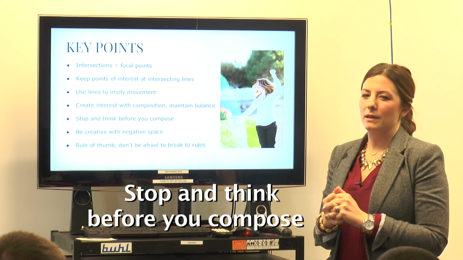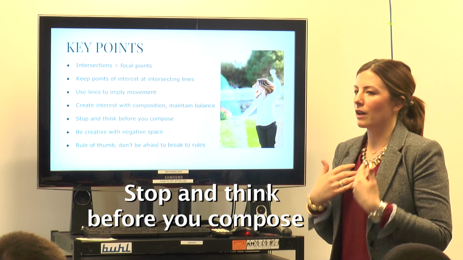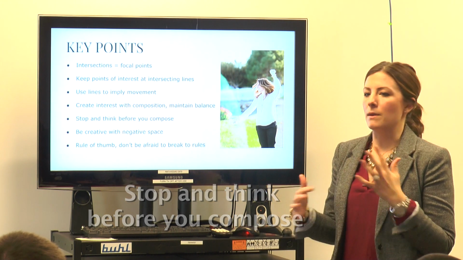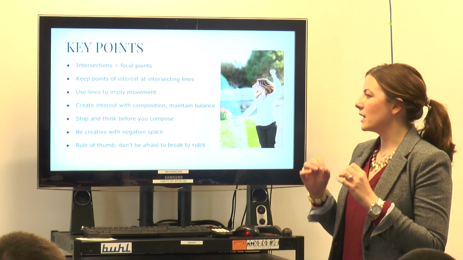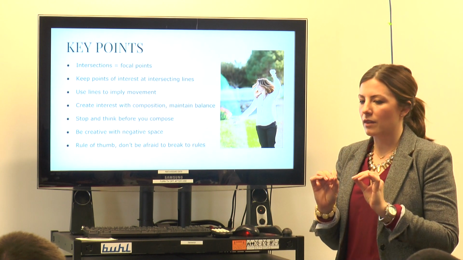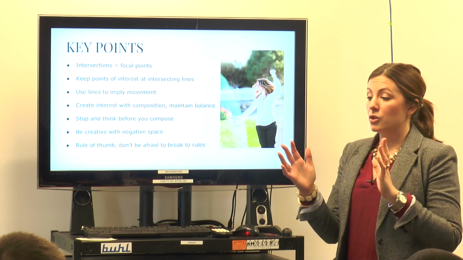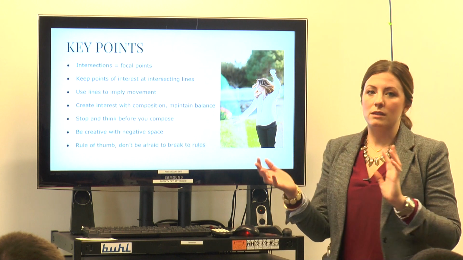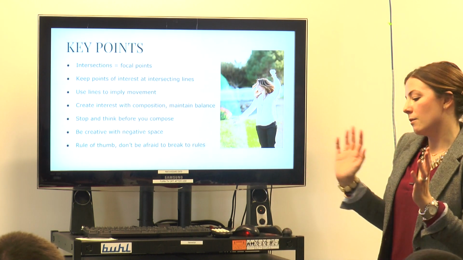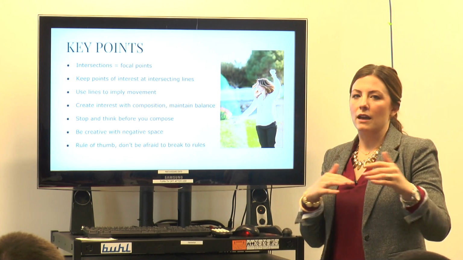I think that's really the biggest one. Especially as a wedding photographer, I'm moving a million miles an hour on a wedding day, but taking that little bit of time to stop and think, how can I make this better? Shoot it, but then move around, see if there's a different angle, if I go up, if I go down, move around them, and see where I can make it more interesting.